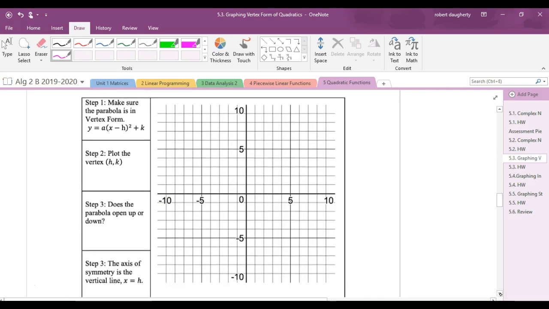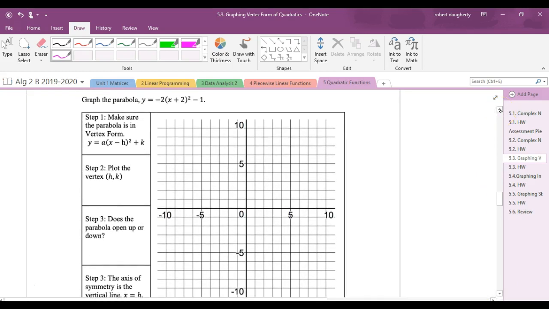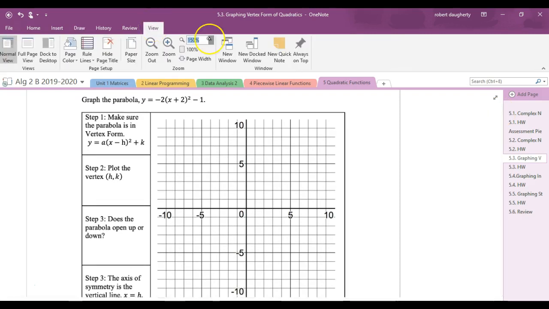So let's take a look at another one here. I want to graph, let me make this a little bit smaller.